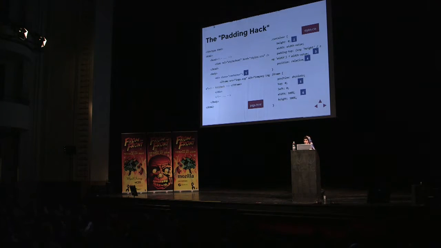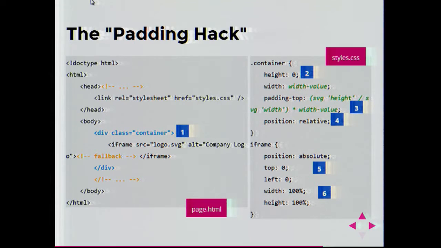So this is the padding hack. 1, 2, 3, 4, 5, 6, the steps that we mentioned before. I've just added the slide. Instead of using specific values, I've used formulas like the width can be any width value here on the top. And the padding top is going to be equal SVG height over SVG width times the width value.